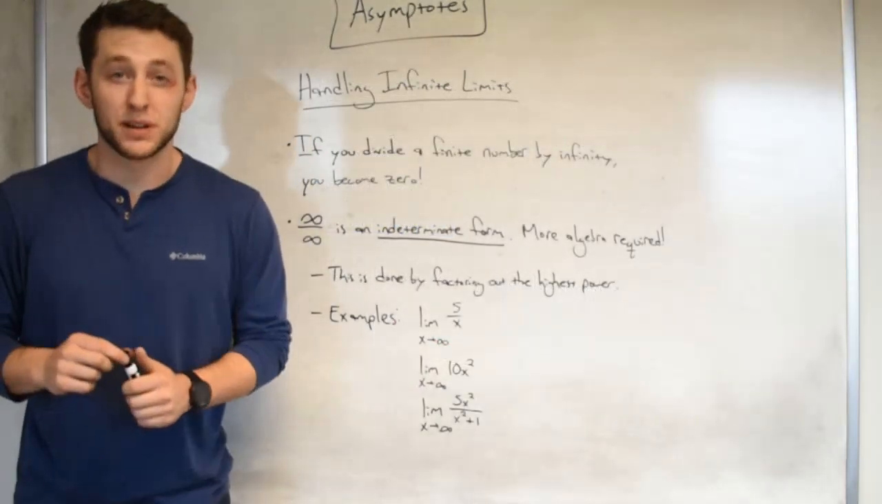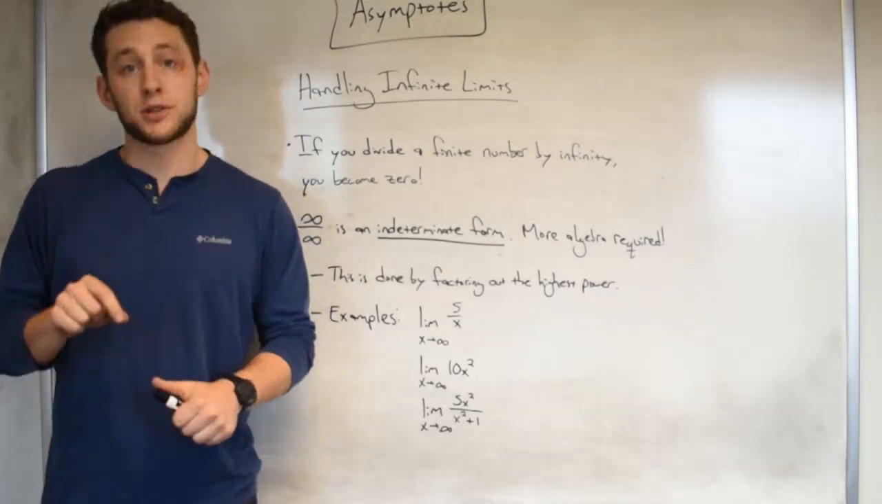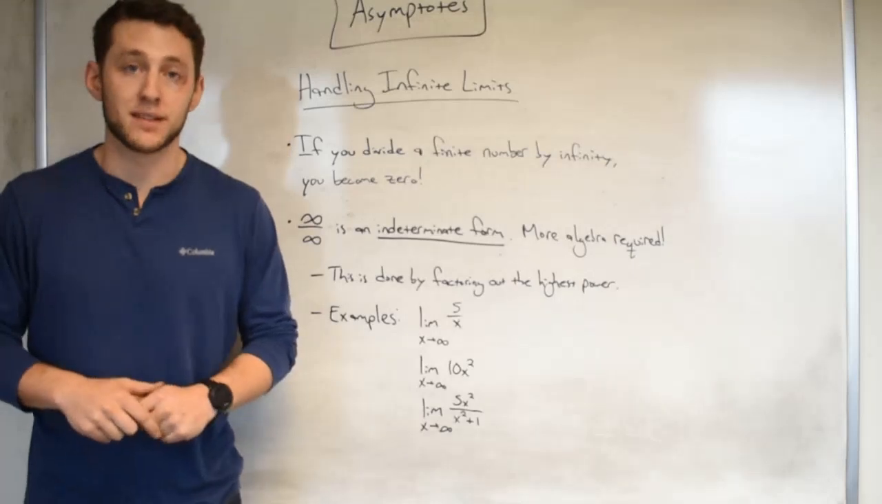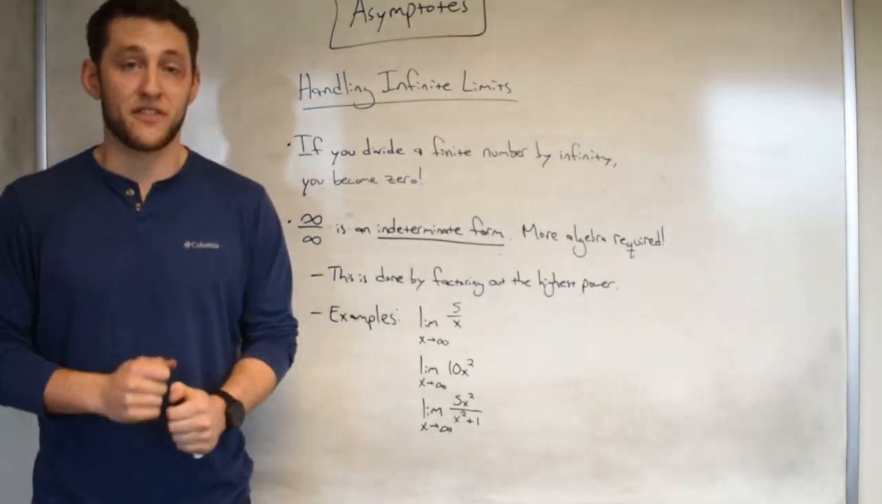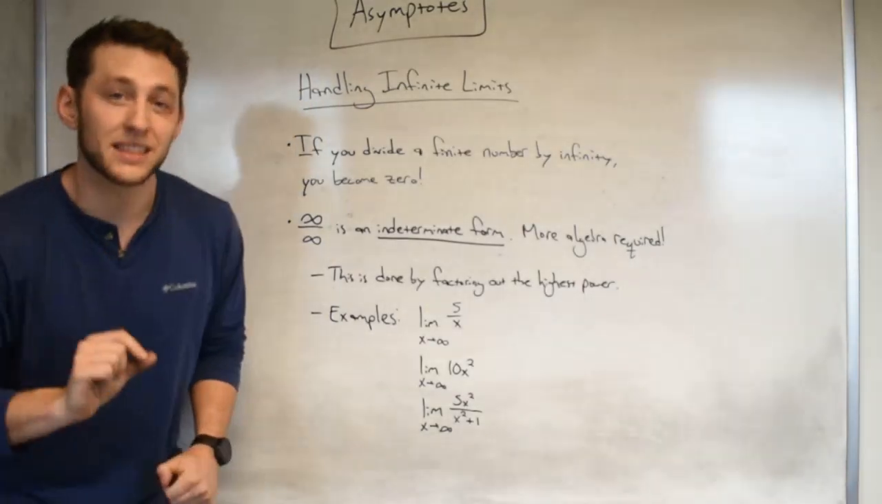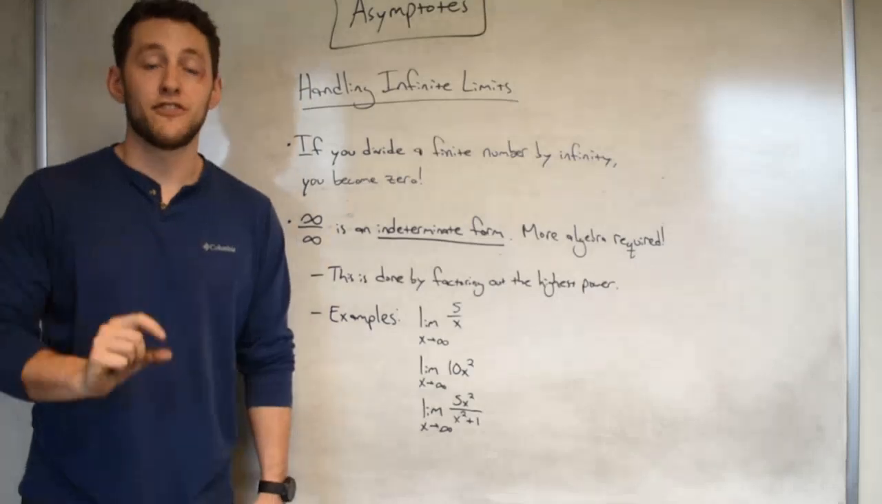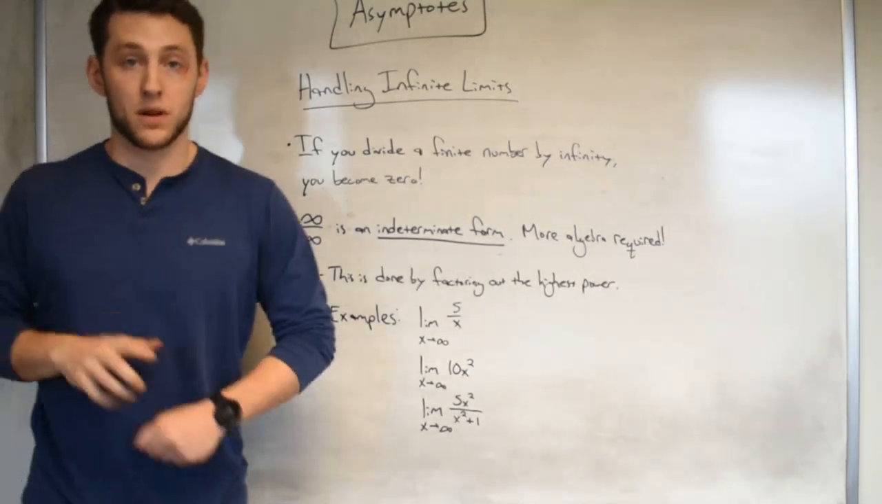Now we need an algebraic way to handle infinite limits. In the upcoming slides, we will actually figure out some shortcuts for rational functions. However, we'd like to be able to justify that in some grounded math. So, the biggest thing that will help us is if you divide a finite number by infinity, you become zero.